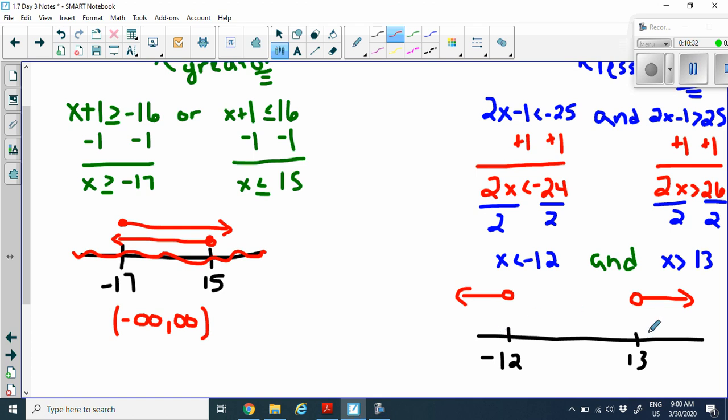And I'm choosing these numbers because this is where we would shade in spite of what we have as our inequalities. So let's go with 14. Okay, well, 14 is greater than 13, so that restriction is true. But is it also less than -12? 14 less than -12? Well, that doesn't work.